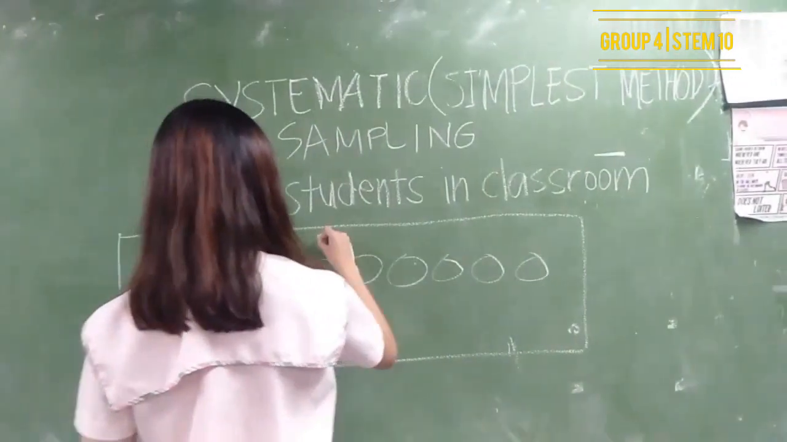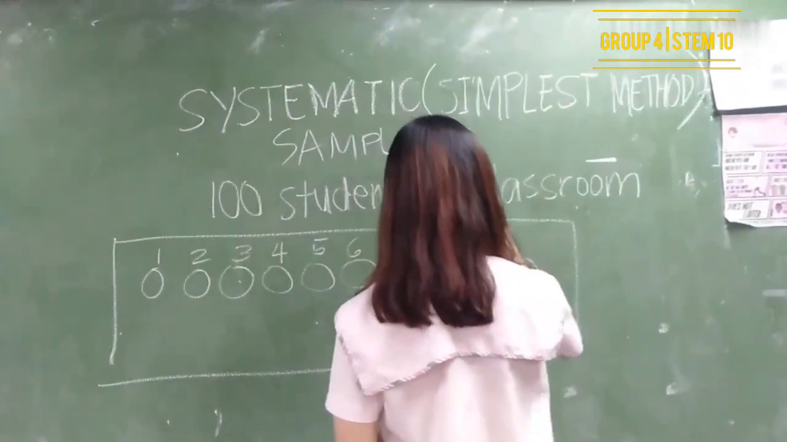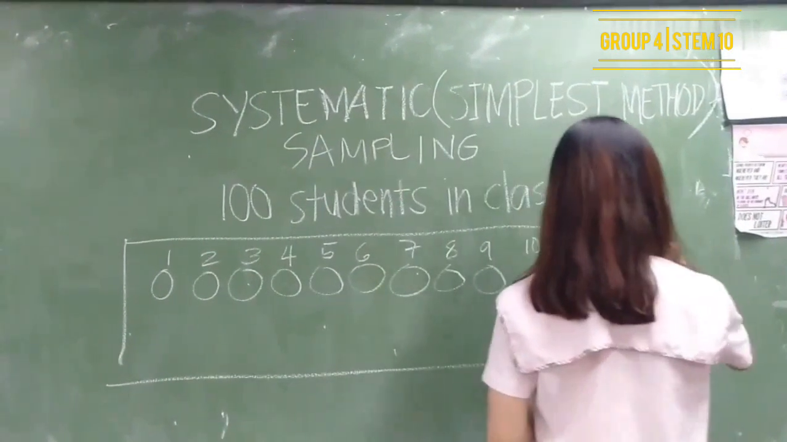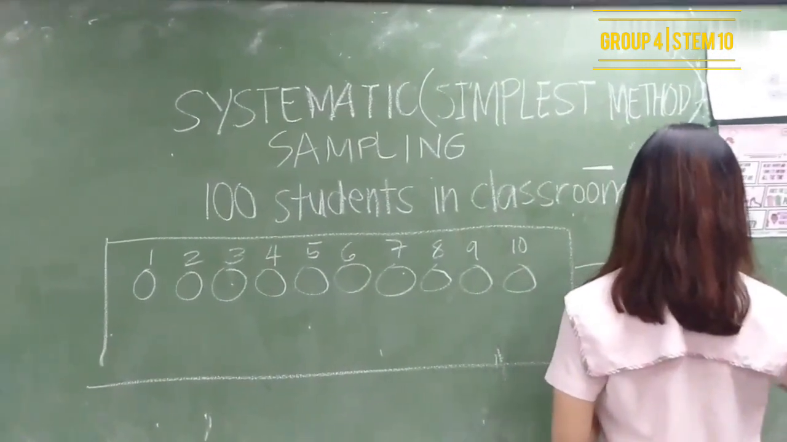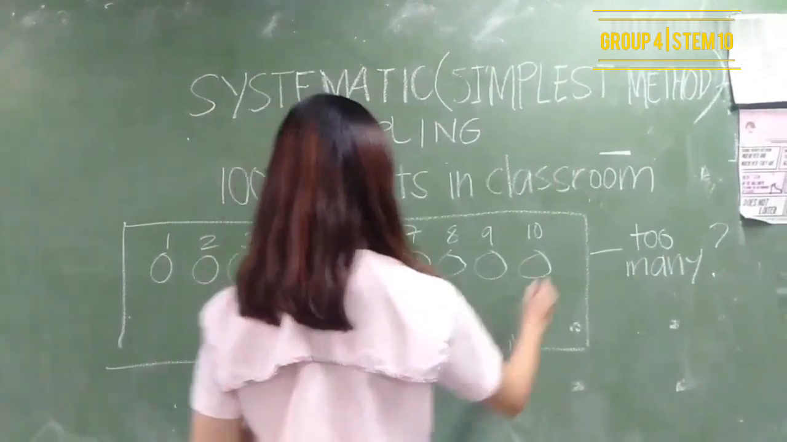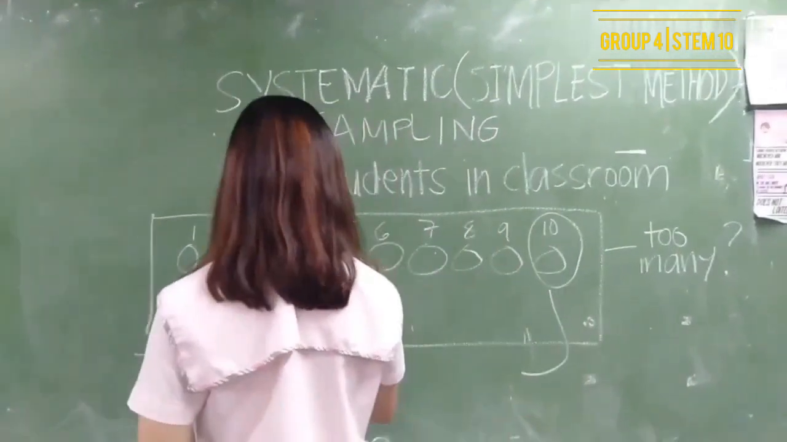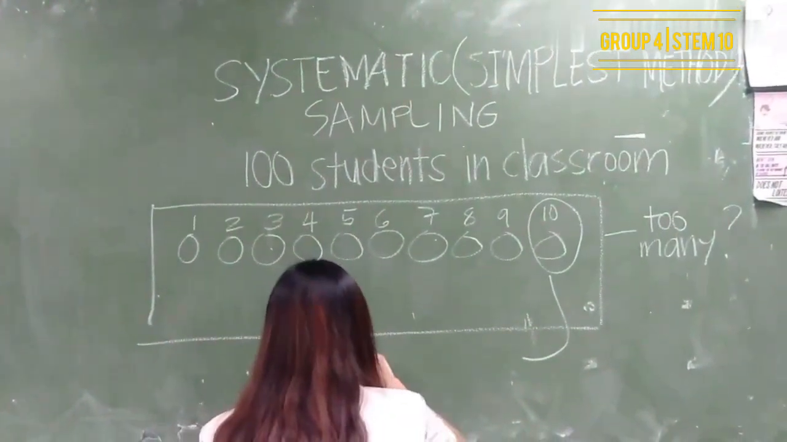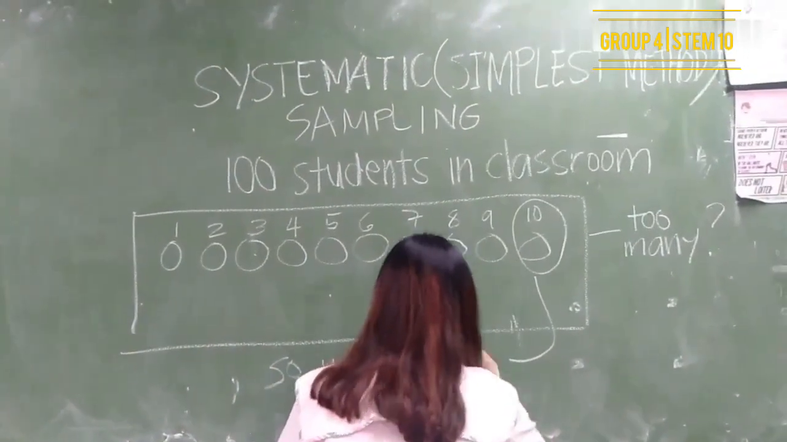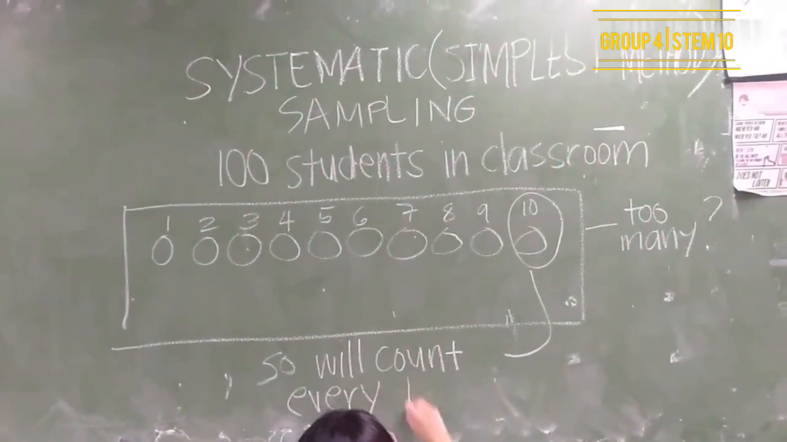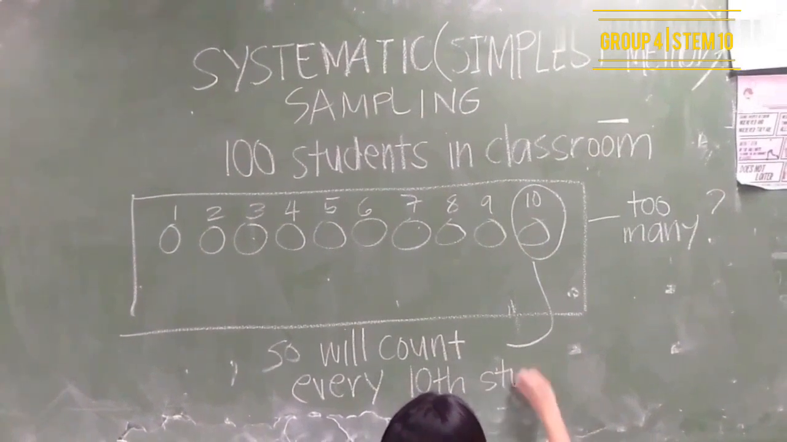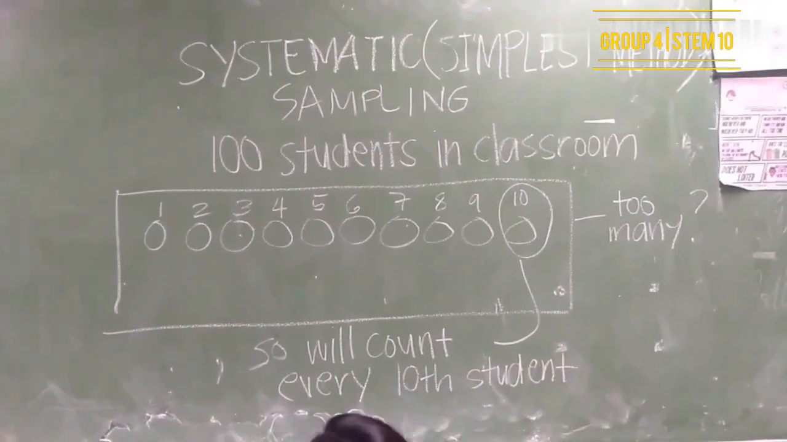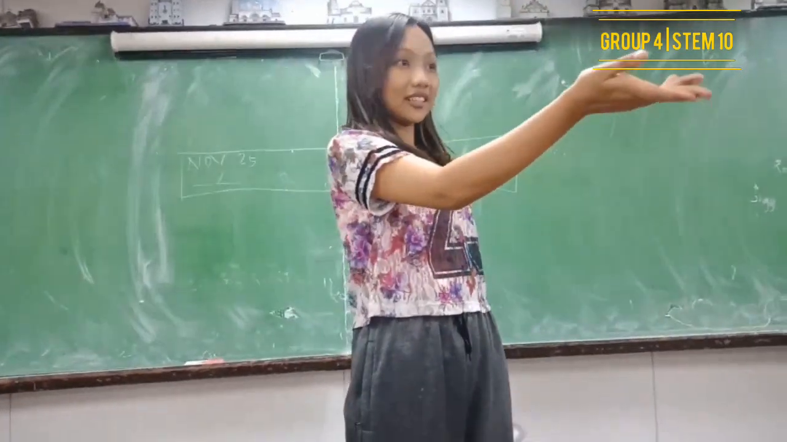For example, the professor wants to know how many students find his subject easy. But let us say that there are 100 students in his classroom. He cannot ask all because it wastes time. So he will count the students that will be his respondents, every tenth student, to answer his question. What a wonderful explanation, Miss Verzosa. How about the next one? Yes, Miss Perez?